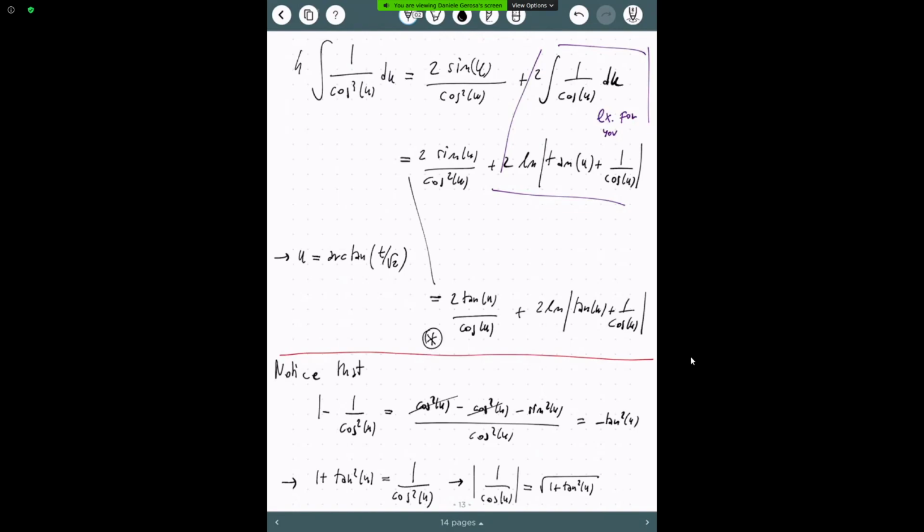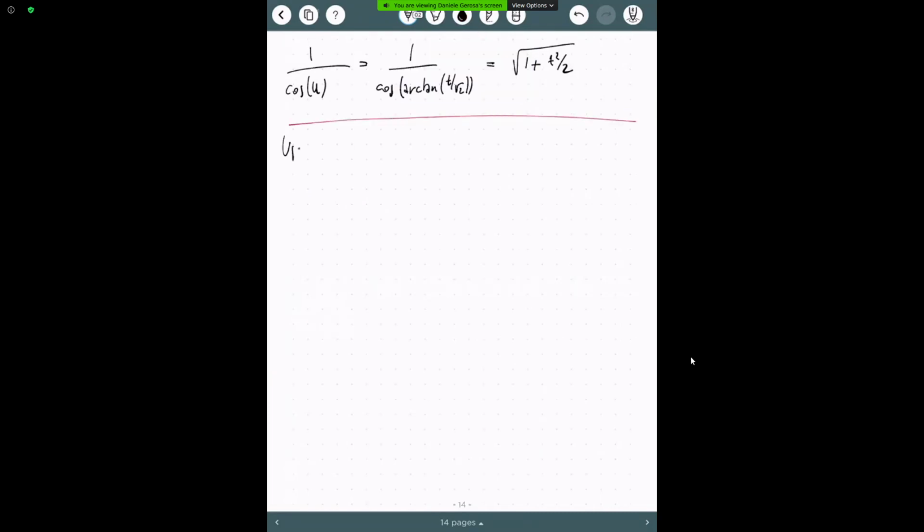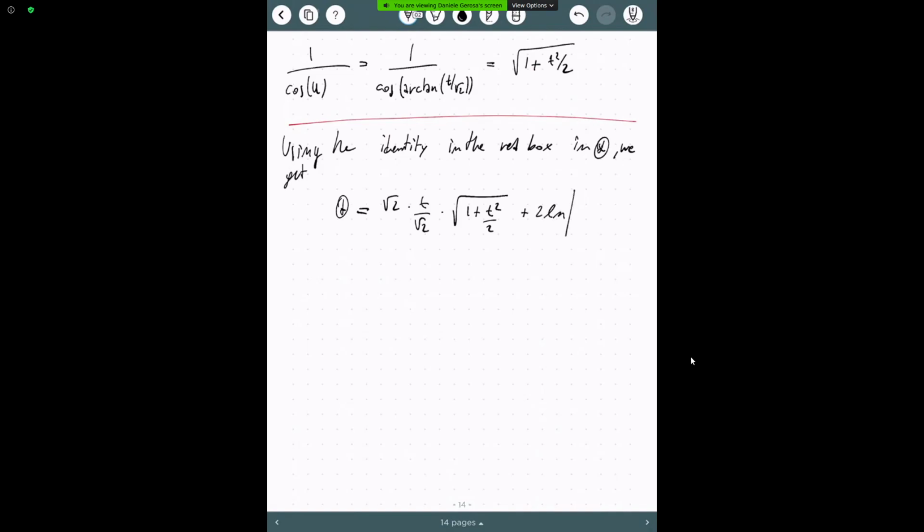So using the identity in the red box, in star, we get star is equal to square root of 2 times t divided by the square root of 2 times 1 plus the square root of 1 plus t squared divided by 2, which is 1 divided by cosine of the arctangent, and then we have plus 2 times the logarithm, and then we have a modulus of t divided by the square root of 2, plus or minus.